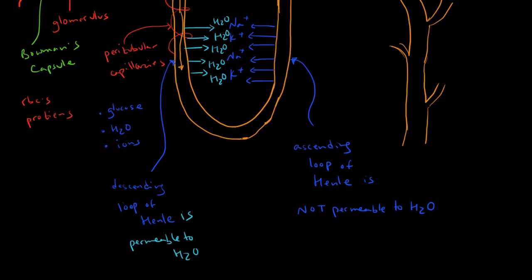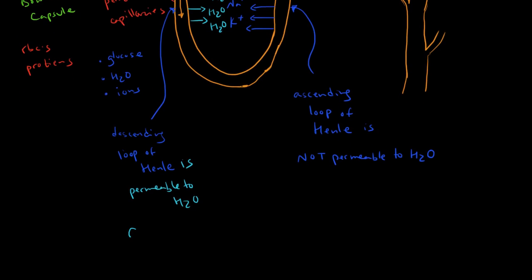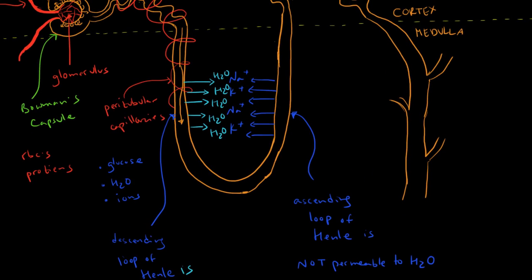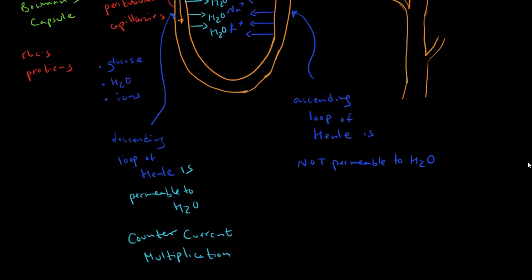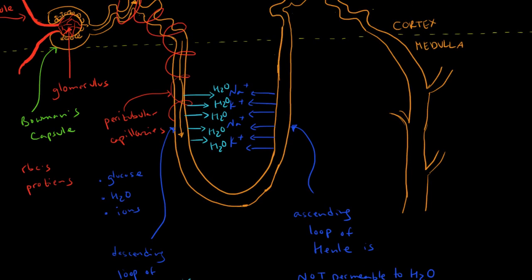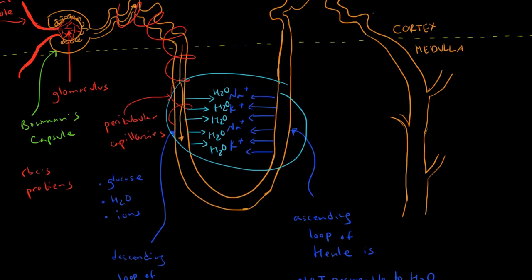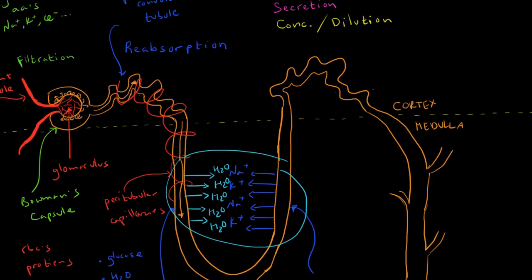And what we just described here actually has a name, and that is countercurrent multiplication. Countercurrent just refers to the fact that the filtrate is going in opposite directions in the loop of Henle, and one side is going down, the other side is going up. And multiplication refers to the fact that we've actually amplified or multiplied the amount of water that we reabsorb, which was our goal.